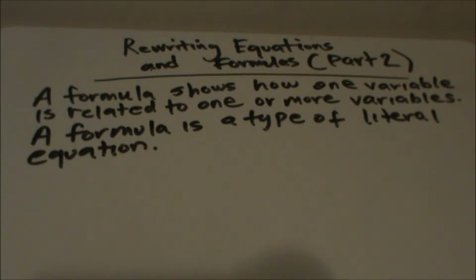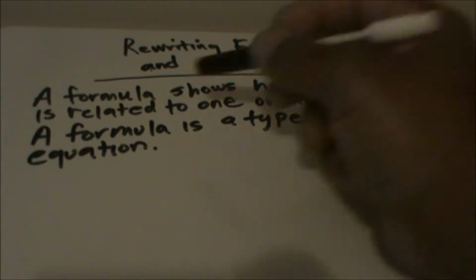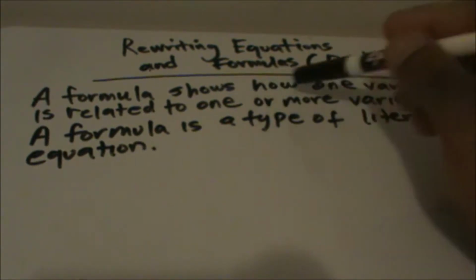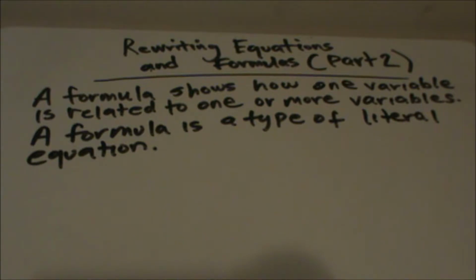And from the last video, I was going to discuss formulas and how formulas can be rewritten in terms of other variables. One thing to note is that formulas represent a type of literal equation. So formulas show how one variable is related to one or more variables. A formula is a type of literal equation. Let's practice. What we're going to do is take a formula.